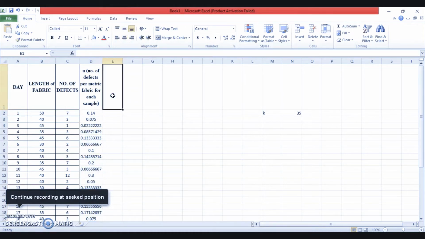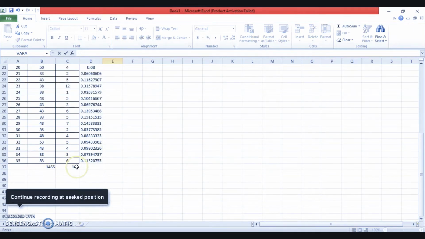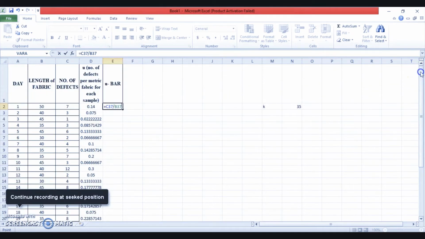After finding this, we have to find out the U bar value. U bar is basically the average, right? So for that purpose, we'll need the sum of number of defects divided by the total length of the fabric that we have found here, right? So with the help of this we got the value, and to make it uniform for the rest of the samples, what we need to do is put a dollar sign.